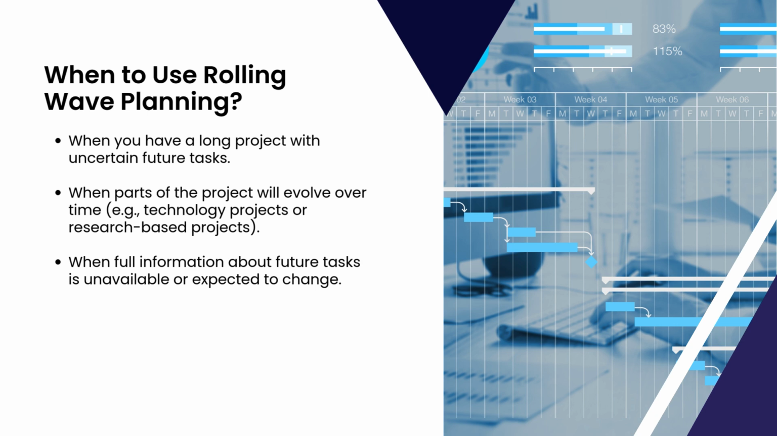When to use rolling wave planning. When you have a long project with uncertain future tasks. When parts of the project will evolve over time, like technology projects or research-based projects. When full information about future tasks is unavailable or expected to change.